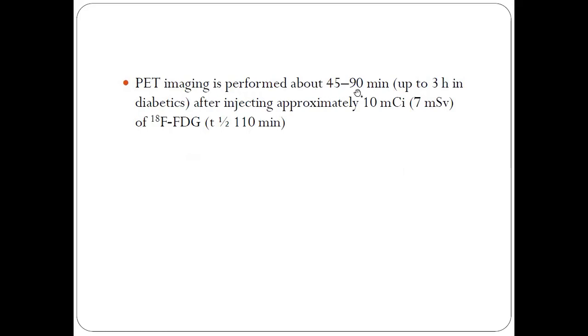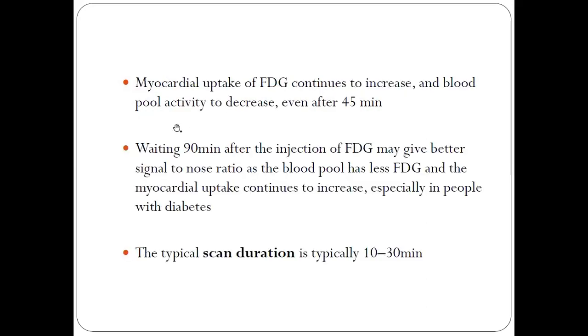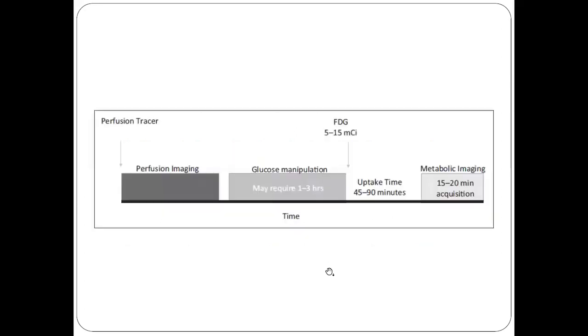PET imaging is performed 45 to 90 minutes after injecting approximately 7 millisieverts of F18 FDG. Myocardial uptake of FDG continues to increase and blood activity decreases even after 45 minutes. Waiting 90 minutes after the injection may give a better signal to noise ratio as the blood pool has less FDG. The typical scan duration is 10 to 30 minutes.